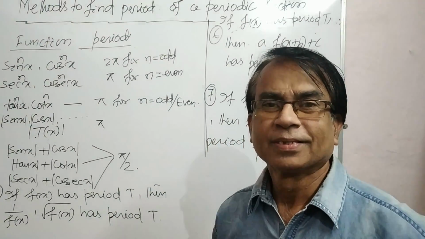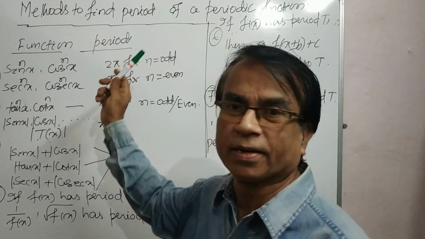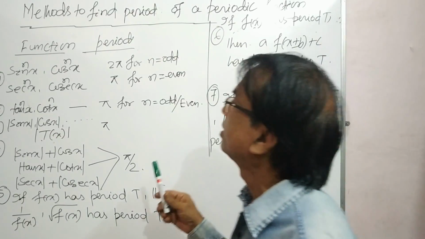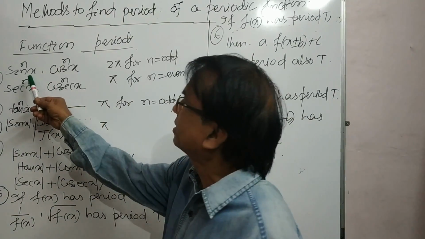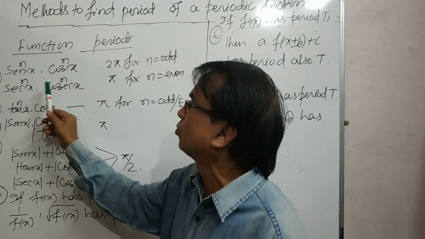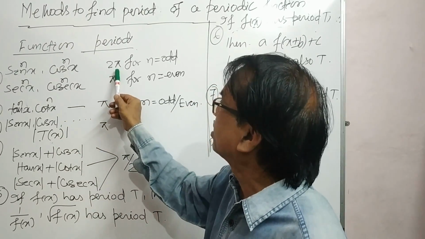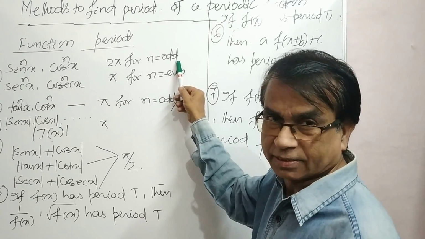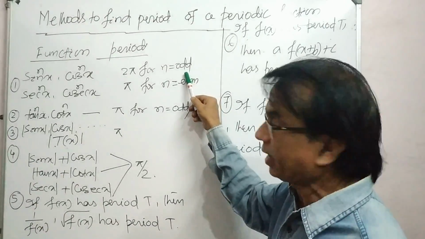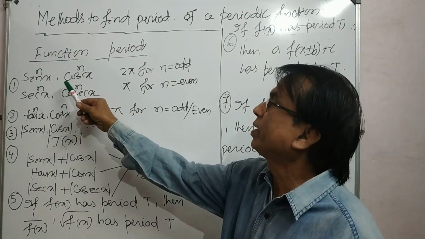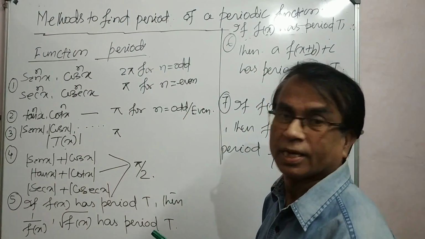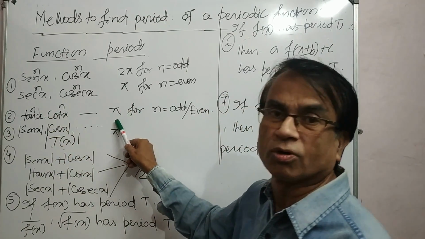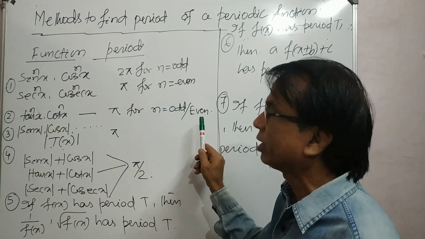Now, coming to the functions and their periods, I have given a list of functions and periods here. For the trigonometric functions sin x to the power n, cos x to the power n, sec x to the power n, cosec x to the power n, the period is 2 pi for n odd, that is sin cube x, sin x to the power 5. Similarly, for sin square x, cos square x, with n even, it is pi. And tan x to the power n, cot x to the power n has period pi for n odd or even.